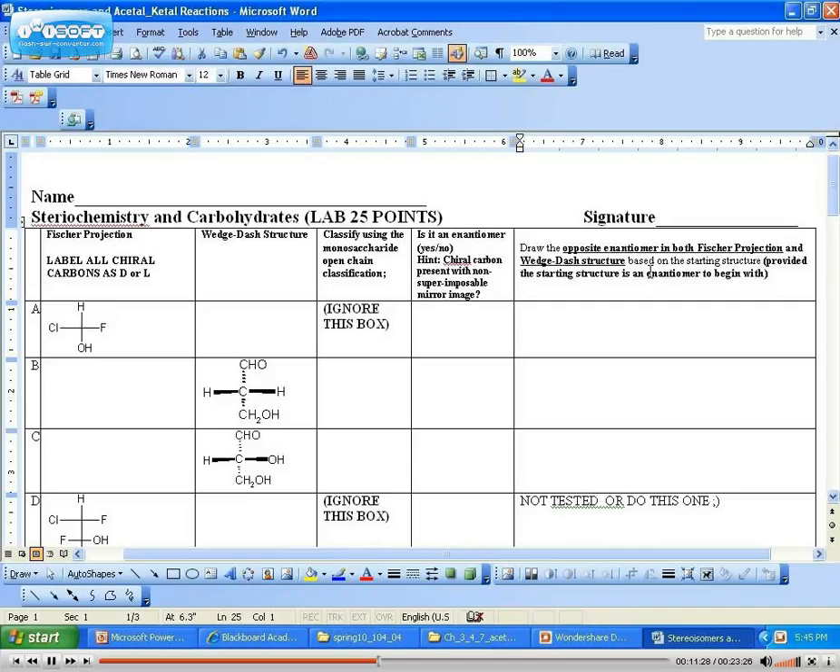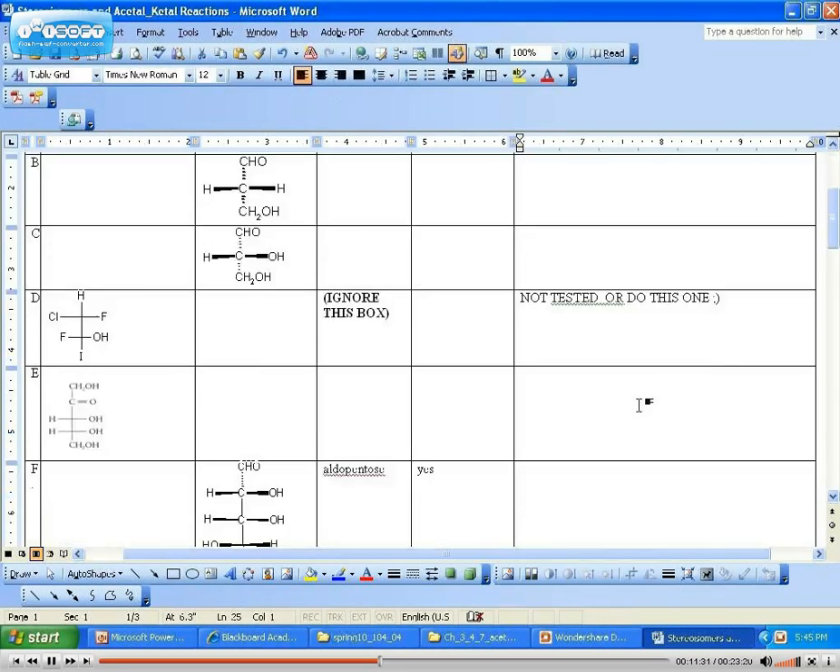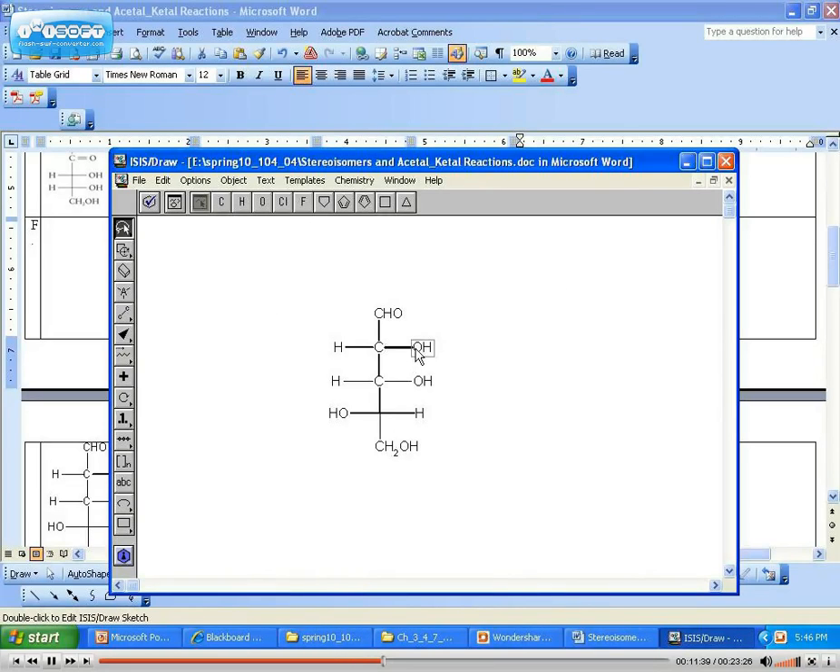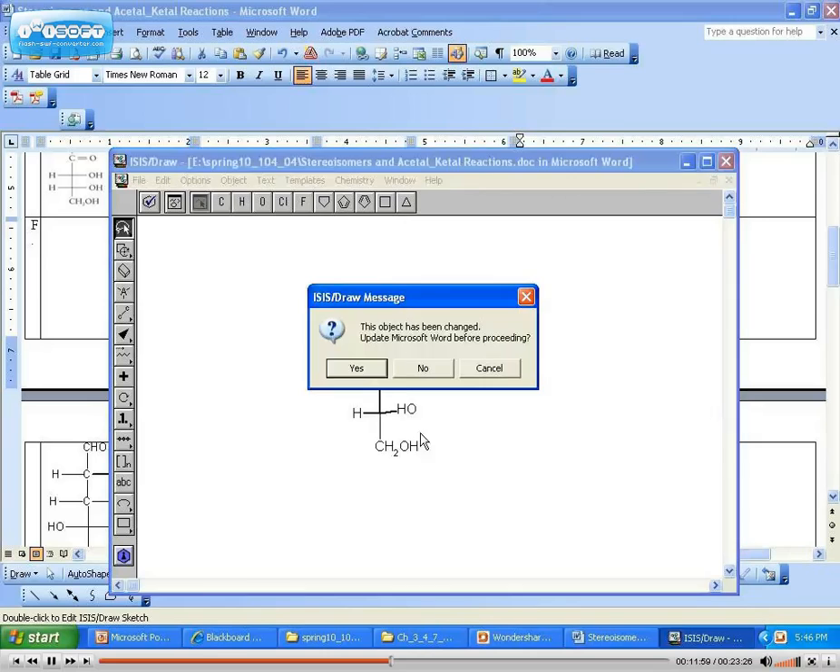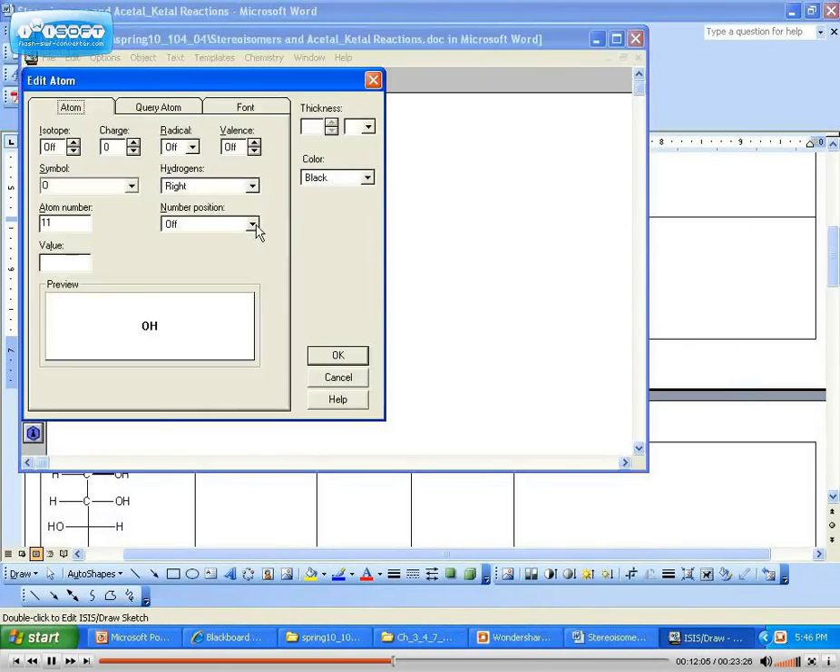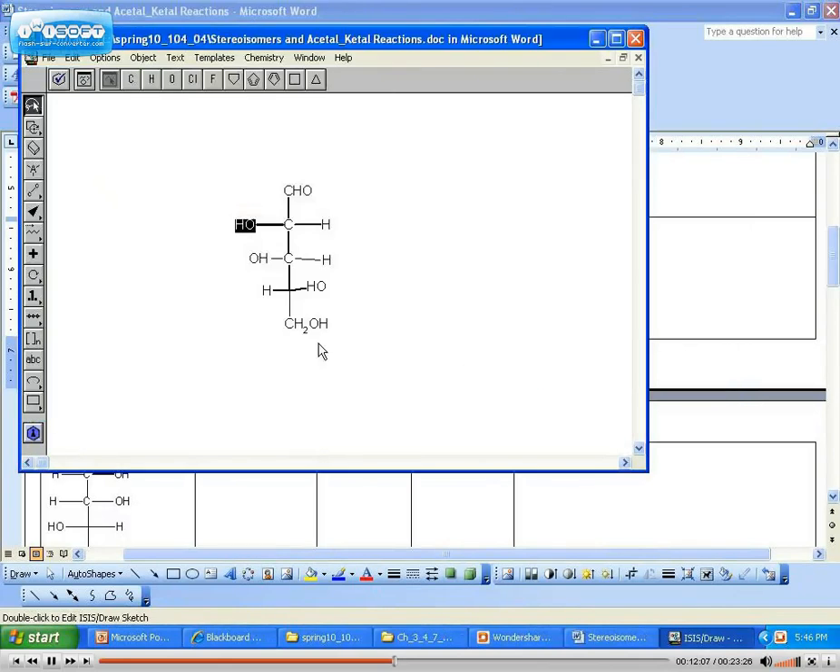And finally, let's draw the opposite enantiomer in both Fischer projection and wedge dash structure. I'm going to make a copy, and then I simply flip the horizontal groups from one side to another. Voila. Oops. Notice how the hydrogens are on the wrong side, so I'll adjust those as well.